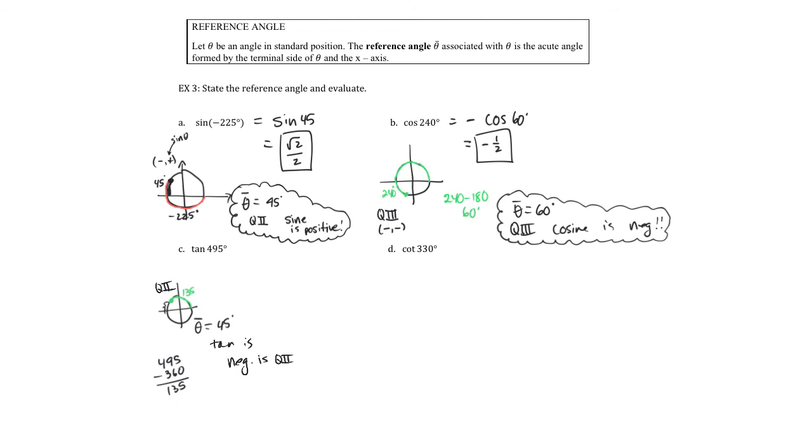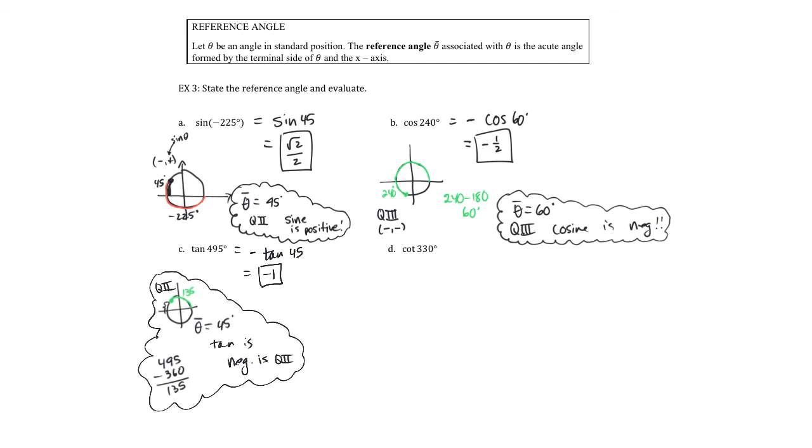so tangent is negative in quadrant 2. Okay, so we orient ourselves, simplify our angle, figure out our reference and what the sign is of this. So I know my answer needs to be negative, and then it's going to have the equivalent value of tangent of 45. So my final answer is -1.